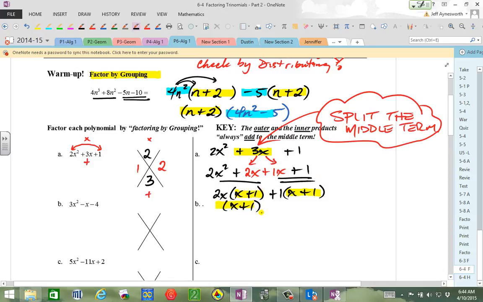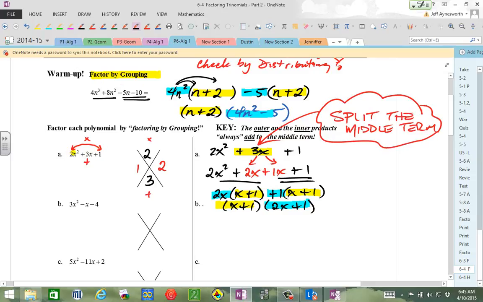That's what's in common. Multiply by the remaining factors, just like we always do in factor by grouping, and that becomes 2x plus 1. There we go. And that's how you factor a trinomial using the factor by grouping technique. But this time we had to modify it slightly.